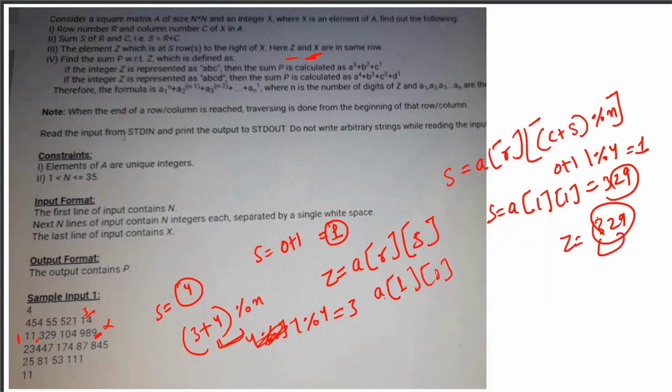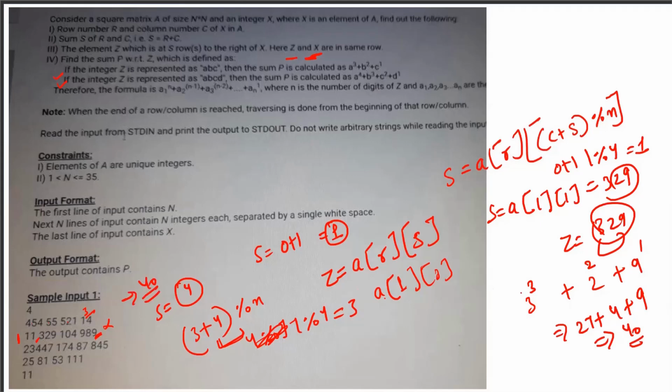3, right? So how are we going to calculate the sum p as per the given points? So 3 plus 2 plus 9. Then what do we have to do? We have to raise the power. The first element gets the power equal to the number of digits, which is 3. Then 3 minus 1, that is 2. 2 minus 1, that is 1. So 3 power 3, 27, plus 4 plus 9. If you sum them up, we'll get 40. And that should be the output for this sample input.